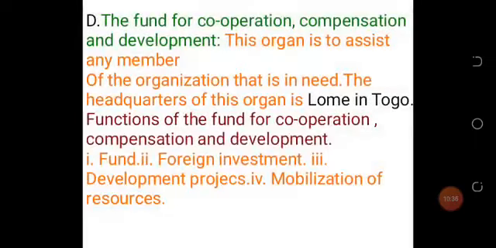Another organ is the Fund for Cooperation, Compensation and Development. This organ is to assist any member of the organization that is in need. The headquarters of this organ is Lomé in Togo. Let's look at the functions of this organ. One, fund.